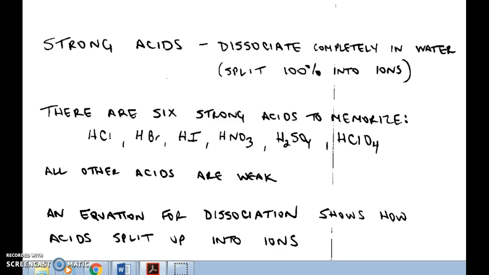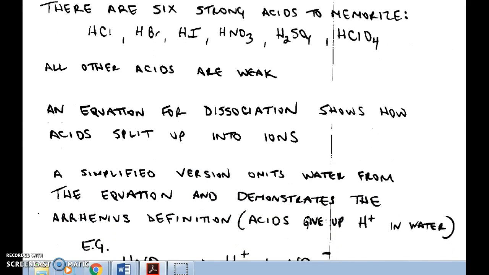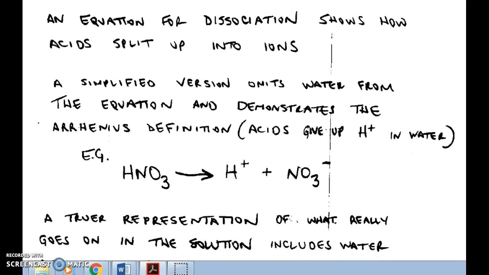So, strong acids, by the chemistry definition, dissociate completely in water, which means they are 100% split into ions in aqueous solution. And there are 6 strong acids to memorize, which are listed there. All other acids are considered to be weak. And the equation for dissociation shows how those acids split up into ions.